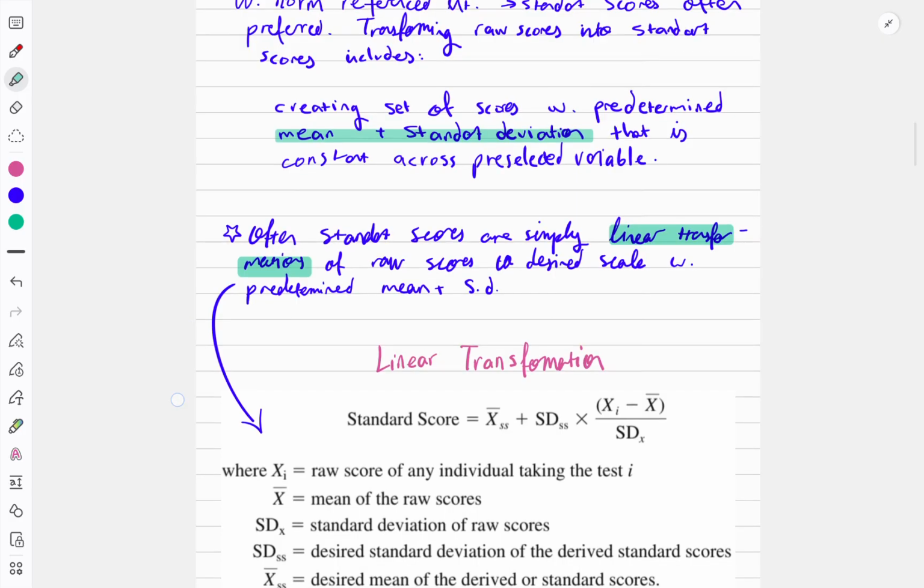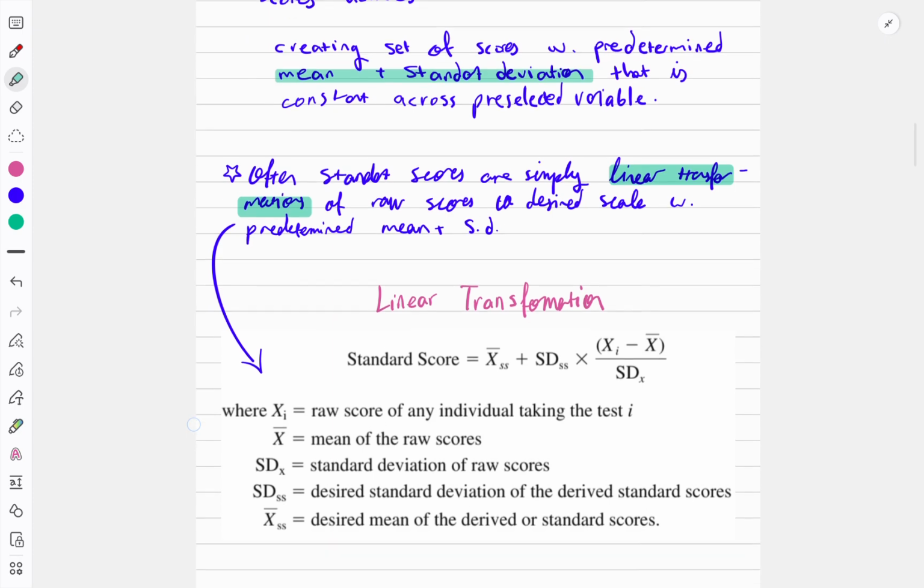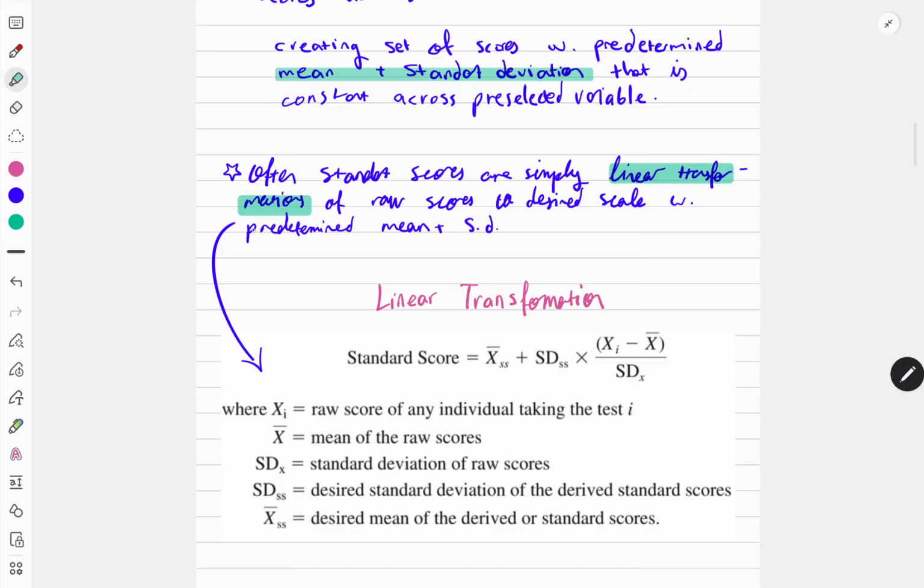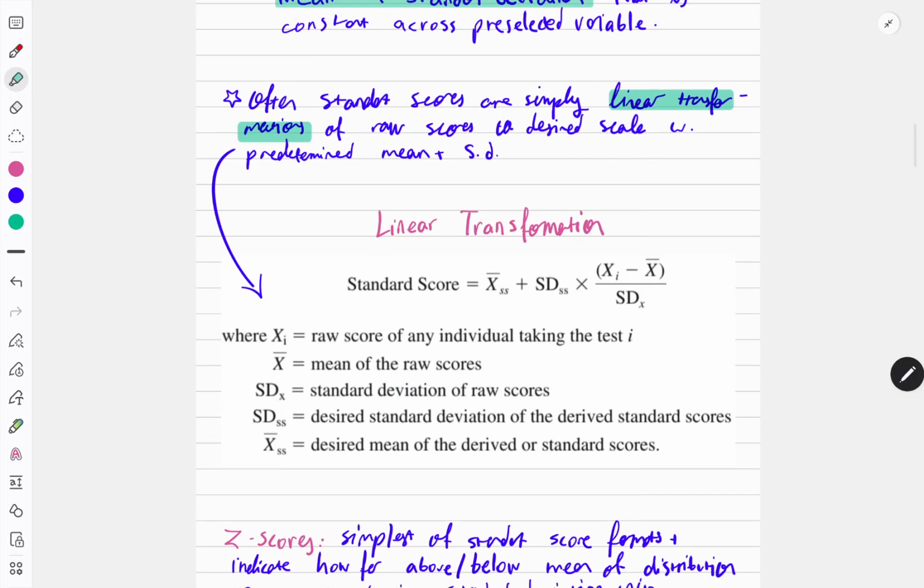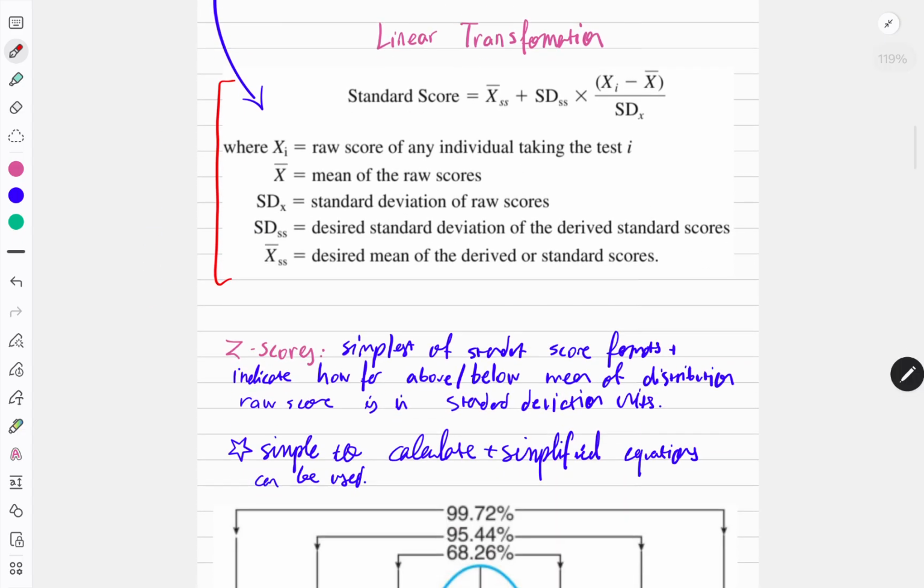So now let's see some examples. I think it will be more clear. Often standard scores are simply linear transformations of raw scores to a desired scale with a predetermined mean and standard deviation. So as you can see, this is our formulation for getting standard scores. Some examples of this are z-scores.